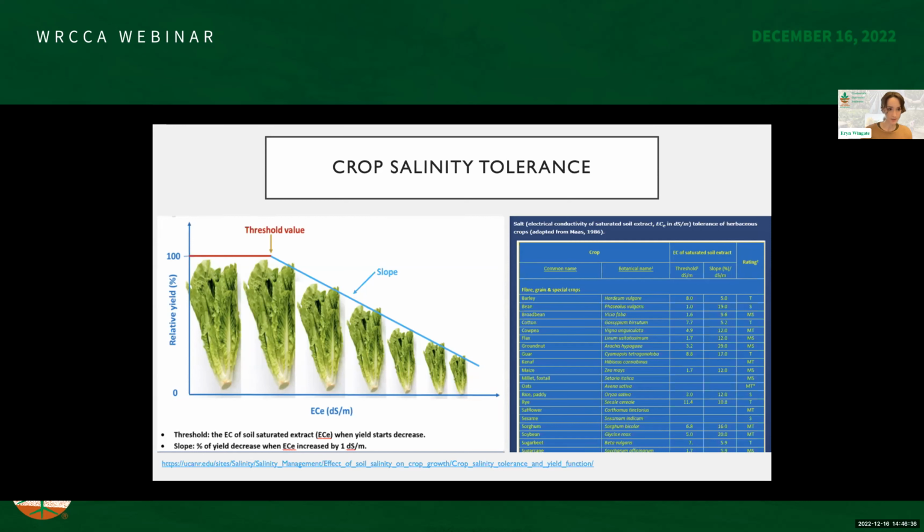And then I also wanted to mention here that in general, you start having a problem when EC is above 0.75, and it's very severe above 3 for a lot of crops.